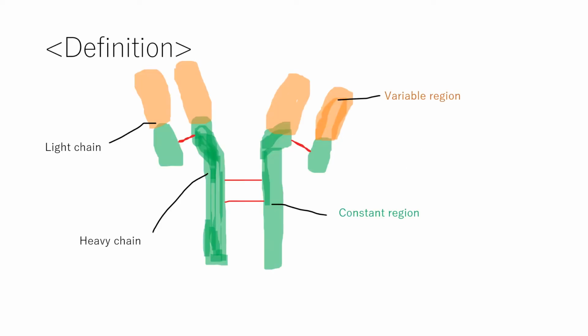Ig class switching. First of all, I explain the structure of immunoglobulins. Immunoglobulins have two light chains and two heavy chains, and they have two regions, the variable region and the constant region.